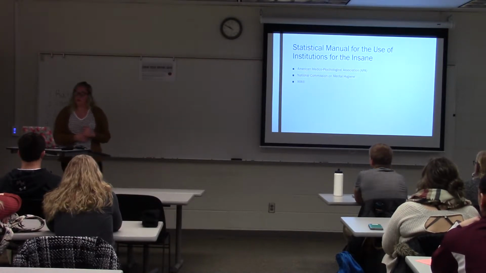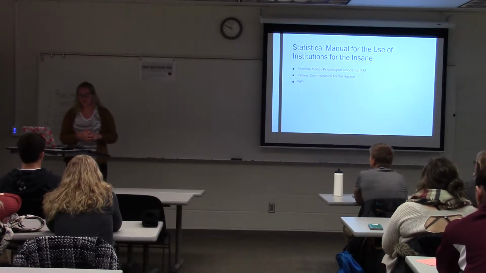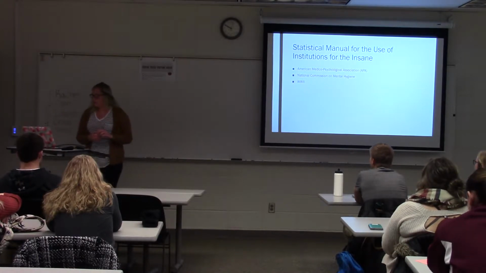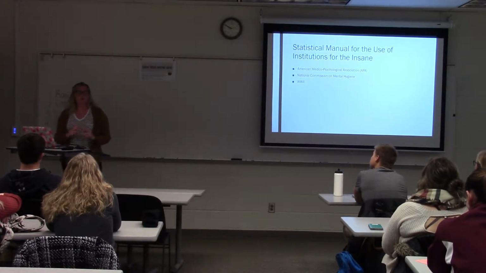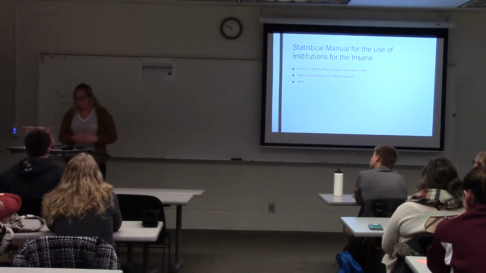So what we now know as the APA and the National Commission of Mental Hygiene came together to form over 22 different groups of mental illnesses. And while forming those groups, they then formed this statistical manual. This was considered to be the prototype for the DSM, and it contained very broad categorizations of mental disorders, and it was very limited on how you could diagnose people.